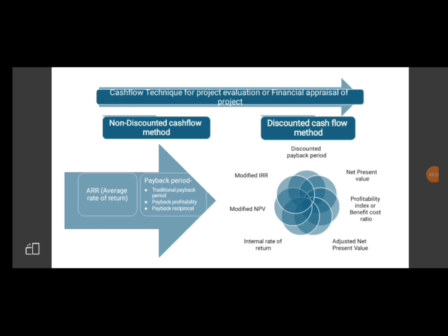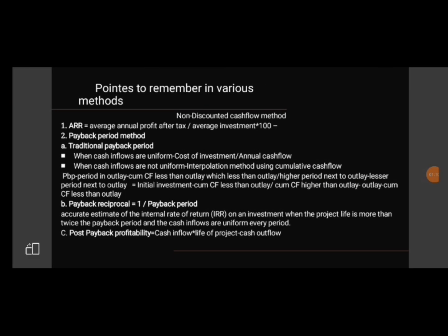Under discounted cash flow method, we have various types of method, that is discounted payback period method, net present value, profitability index or benefit cost ratio, adjusted net present value, internal rate of return, modified NPV and modified IRR. In this slide we will see how we will calculate these methods.